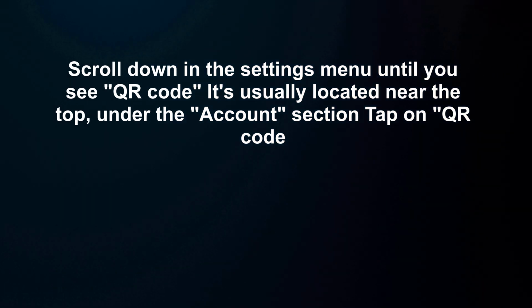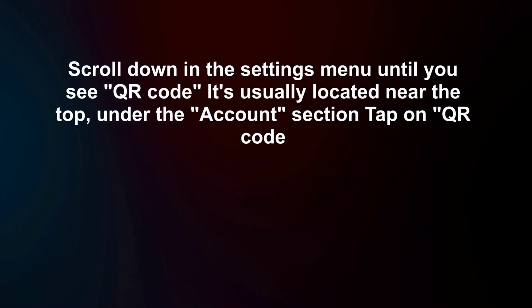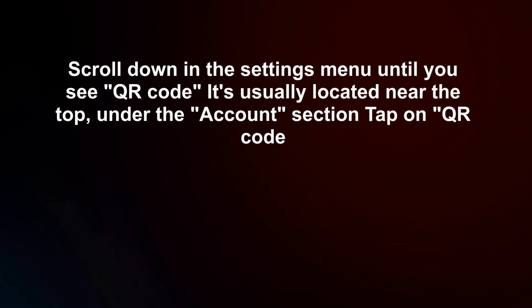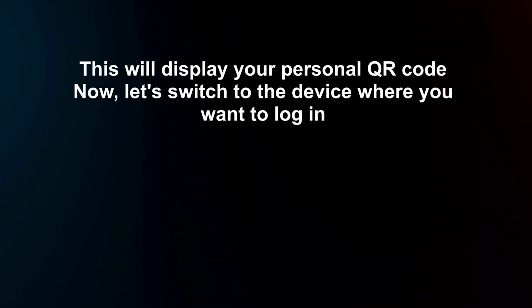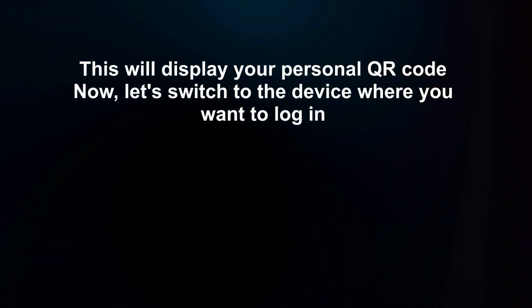Scroll down in the Settings menu until you see QR code. It's usually located near the top. Under the Account section, tap on QR code. This will display your personal QR code. Now, let's switch to the device where you want to log in.